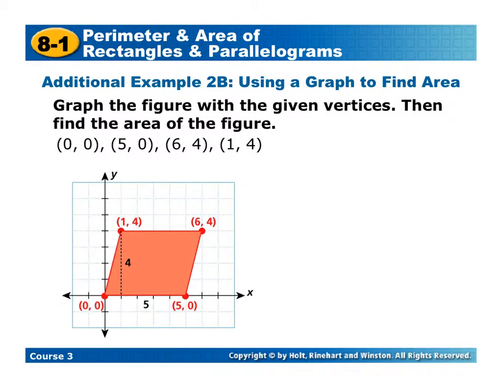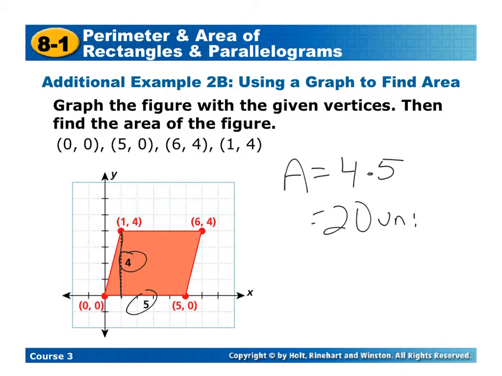Alright, so here's another one that we're going to try. Once again, the figure is graphed. Here we see 4 and 5, and you notice 4 is clearly on that dotted line. Because we're finding area, we're just going to take our base times our height, 4 times 5, and we're going to get 20 square units.